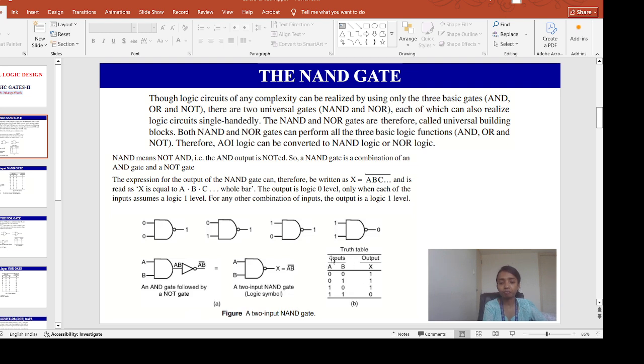So with a two input NAND gate, four input combinations are possible: 0 0, 0 1, 1 0, 1 1. The output will be completely complementary to the AND output. For 0 0, if you do the AND operation, it is 0. But since it is NAND, it will be 1. 0 1, AND is 0, complement 1. 1 0, AND is 0, complement 1. 1 1, AND is 1, complement 0. This is the truth table of the NAND gate.